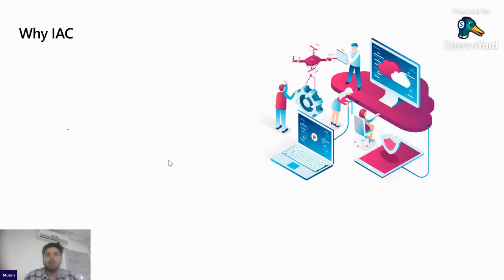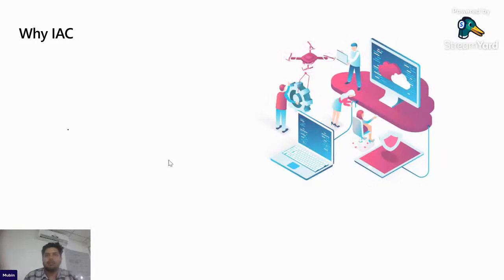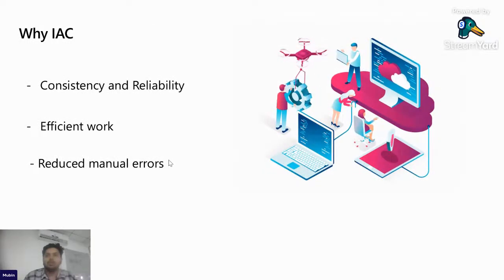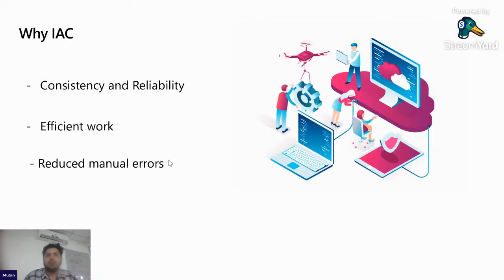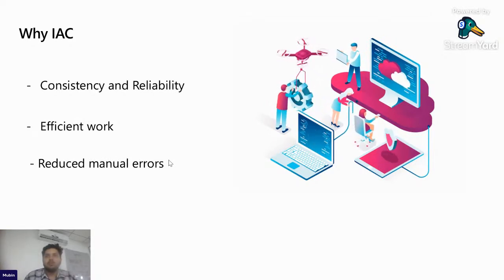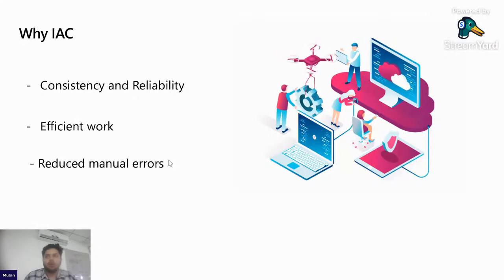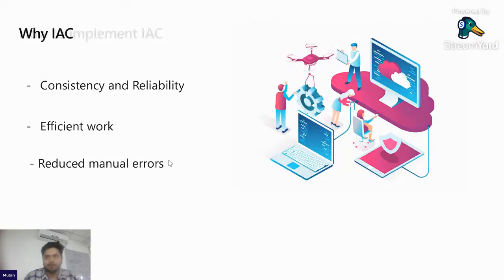So that makes it more reliable. IAC is consistent. It makes your work consistent, and it is also reliable. Because if you do something manually on a daily basis, it introduces manual errors. Might be like if you are deploying something, the naming convention might go upside down. There might not be consistency. So that hampers your work. And if you use IAC, it makes your work more efficient.